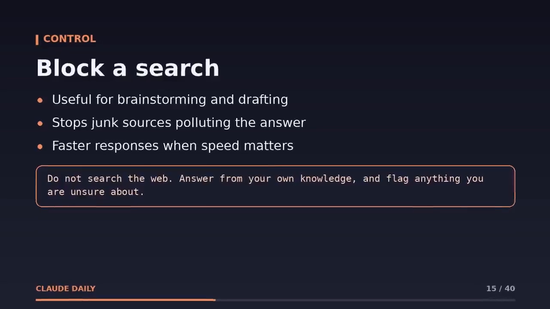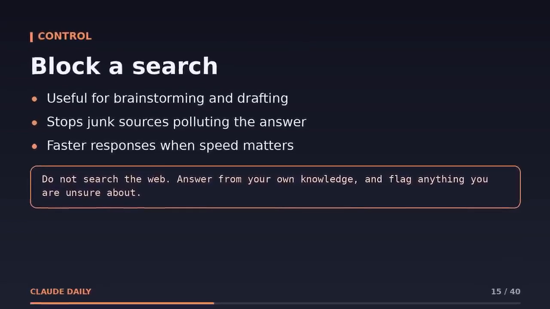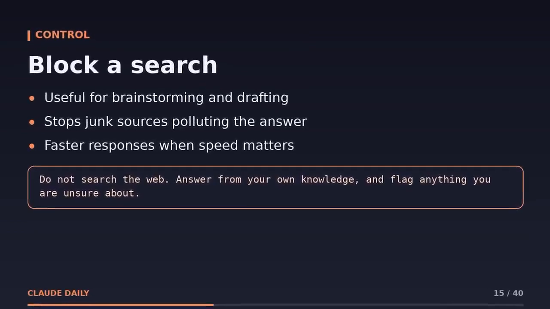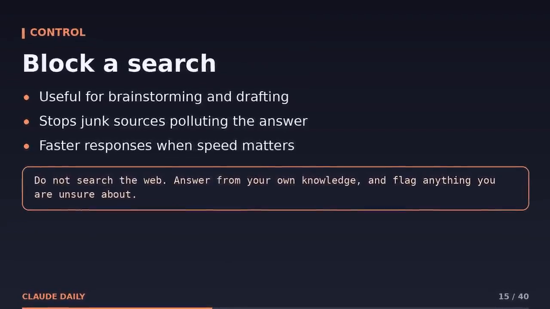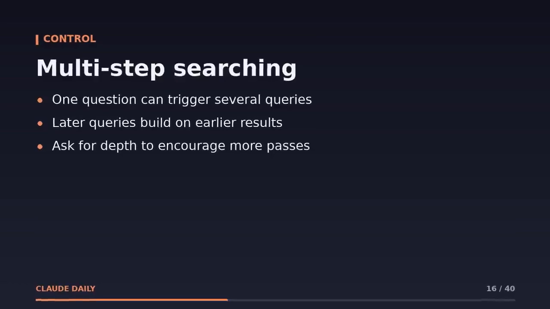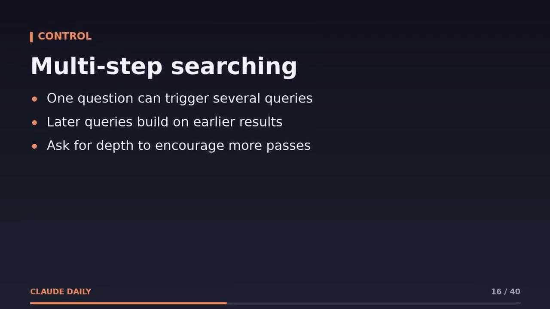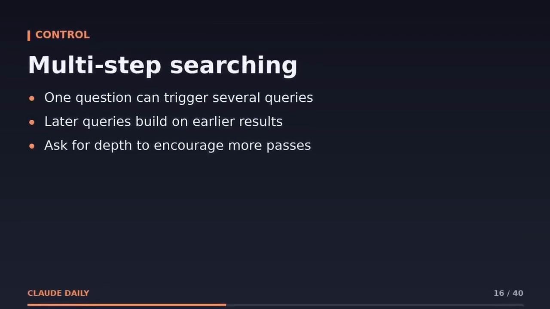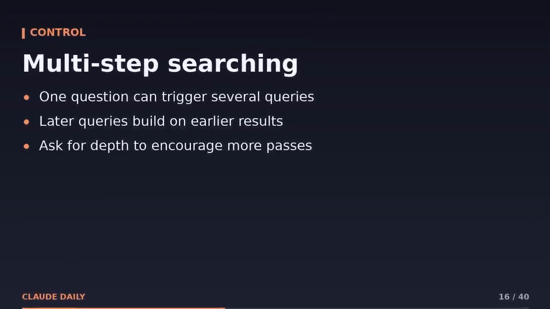The opposite is just as useful. Sometimes searching slows you down, or drags in a low-quality blog when you only wanted the model's own reasoning. Tell it plainly not to search and to answer from what it already knows. Claude can also search more than once inside a single answer. It runs a query, reads what came back, notices a gap, and runs another. You will see 2 or 3 search lines stack up on complicated questions.